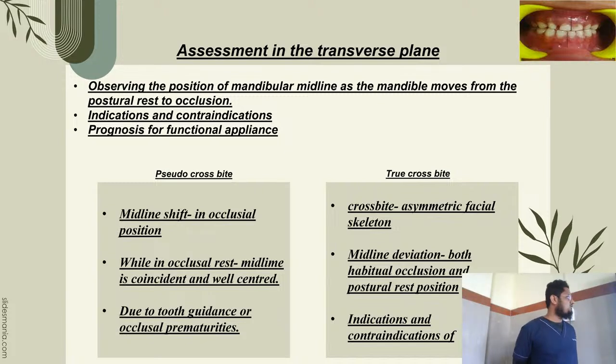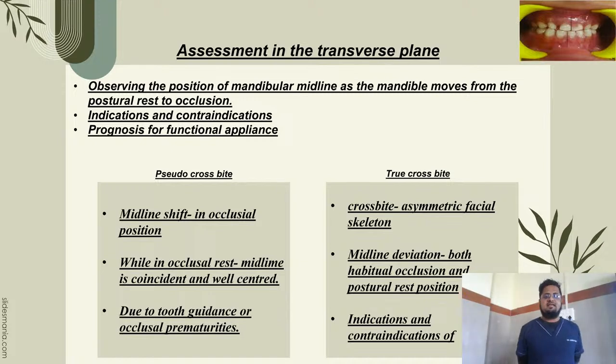In cases of pseudo crossbite, the midline shift in occlusal position is seen, while in the rest position the midline is coinciding and well centered. Since the jaws are well centered and well coordinated, this case might be due to tooth guidance or an occlusal prematurity causing the pseudo crossbite.